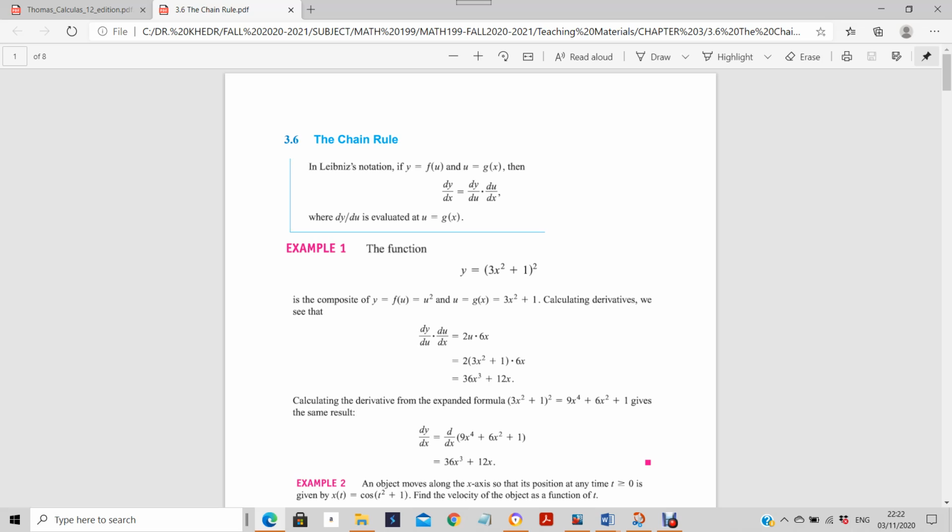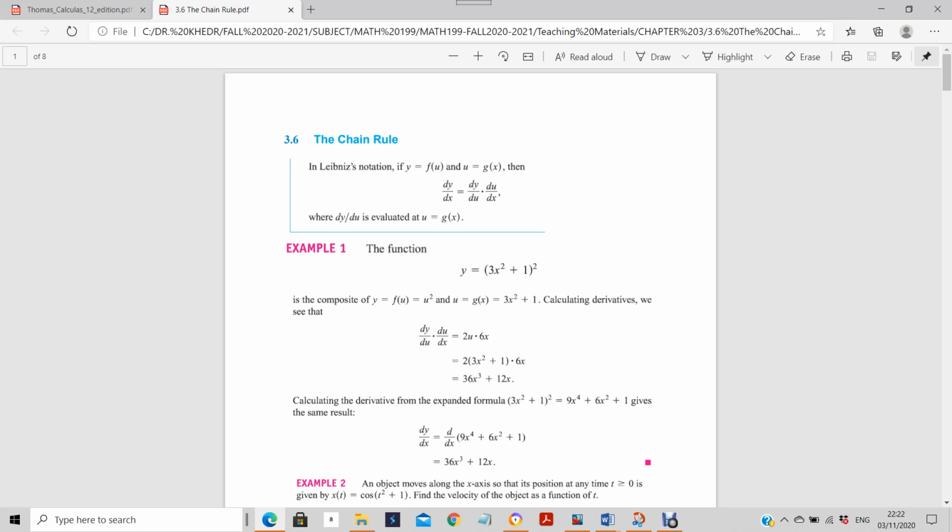Today we will study a very important rule in differentiation. It's called the chain rule. And this rule will help us to find the derivative of composite functions.